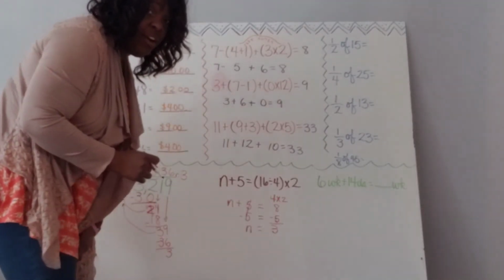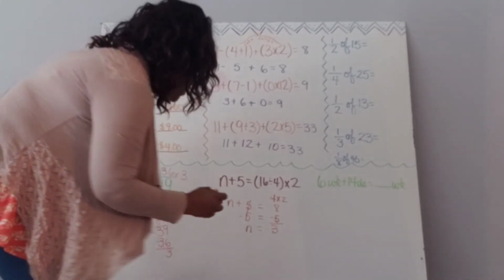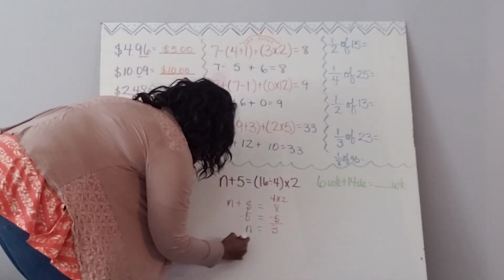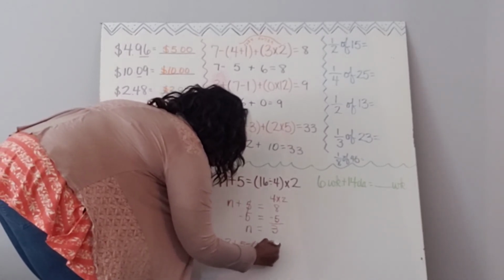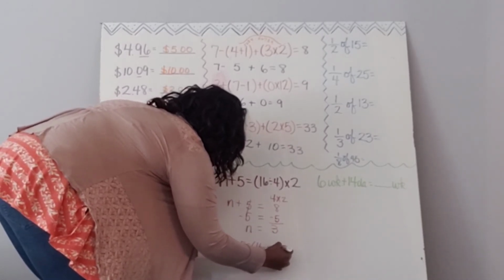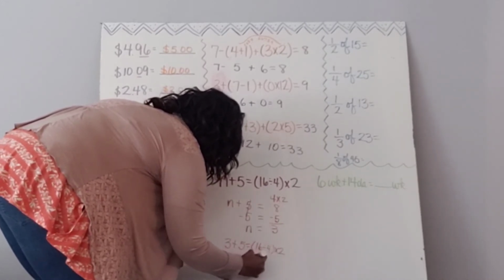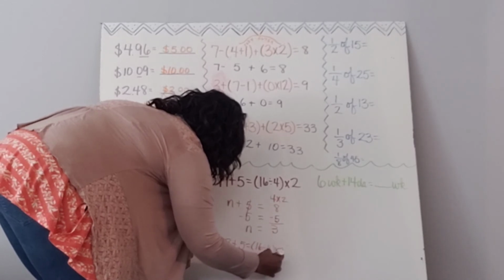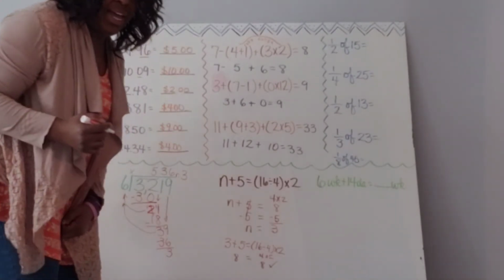And once we have our answer, what do we do? We plug it in to the top of our problem. 3 plus 5 equals 16 divided by 4 times 2. And then we figure out 8 equals 4 times 2, which is 8. And then we put our check mark, okay?